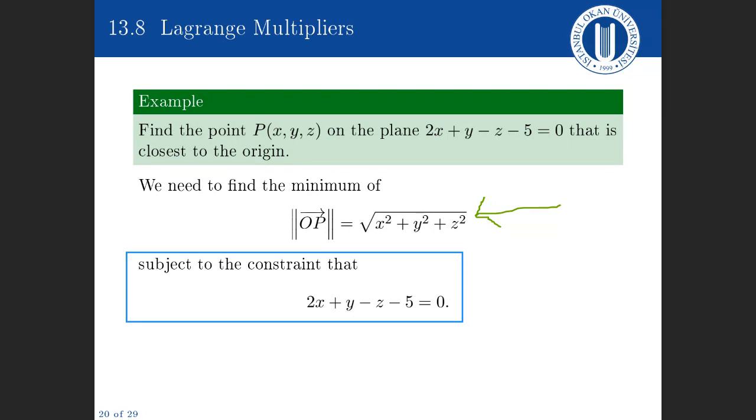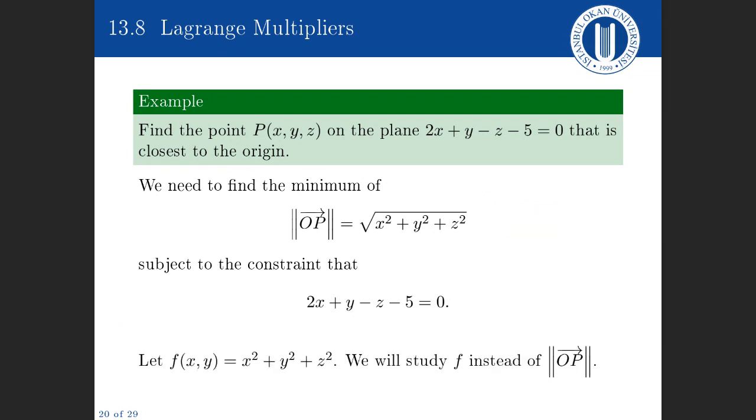Now, this time we have a square root, and square roots can maybe be a little bit complicated. We don't need that. Instead, let's look at the function f is equal to x squared plus y squared plus z squared. Instead of looking at the distance between O and P, we're going to look at the function f. We're going to find the minimum of f subject to the constraint that 2x plus y minus z minus 5 is equal to 0. And we're going to see where does that happen? Where is this minimum?